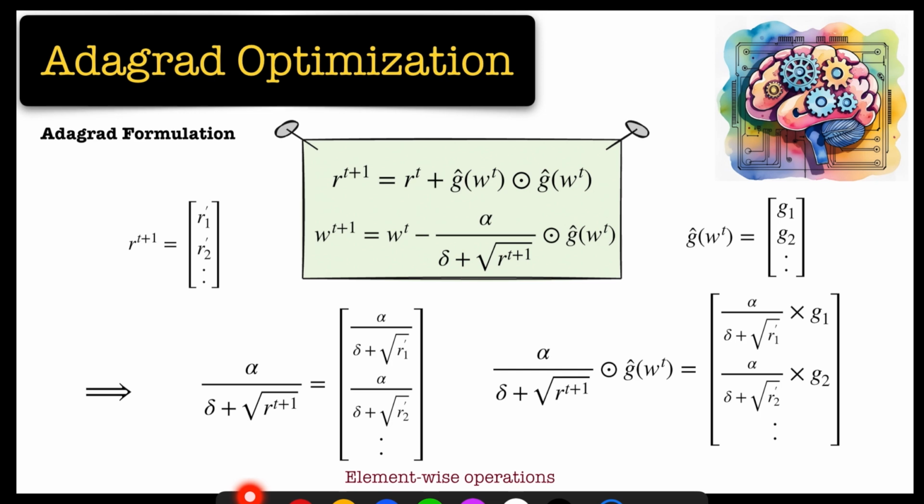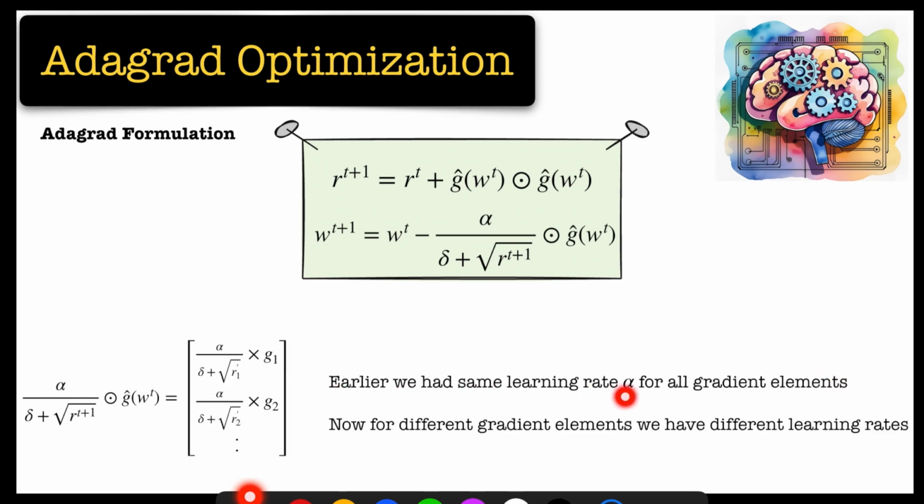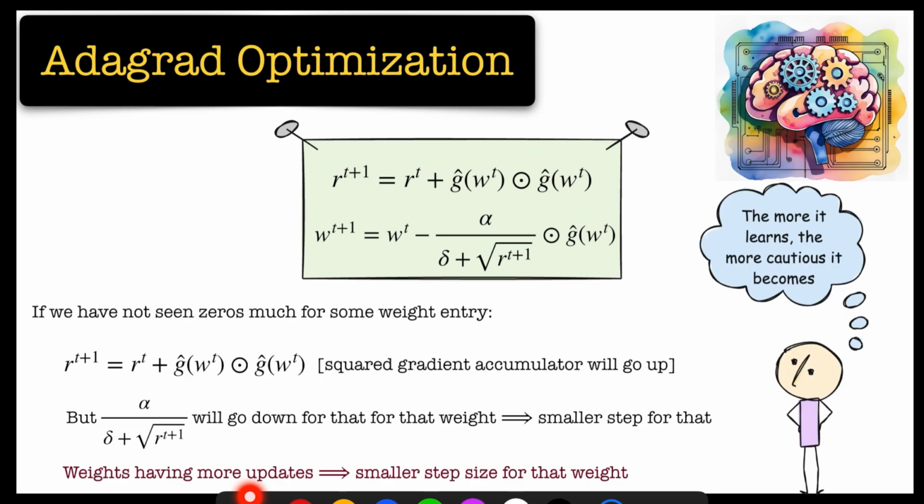So now let's say these are some values we assumed, and alpha over delta plus square root of R1 is this one, and we are just doing this element-wise product, right? So it will be alpha over delta plus square root of R1 times z1 for the first row, and similarly alpha over delta plus square root of R2 times z2, and so on. Earlier we had the same learning rate alpha for all gradient elements. Now for different gradient elements we have different learning rates. So that's the advantage of AdaGrad.